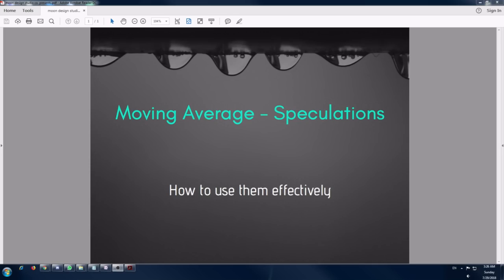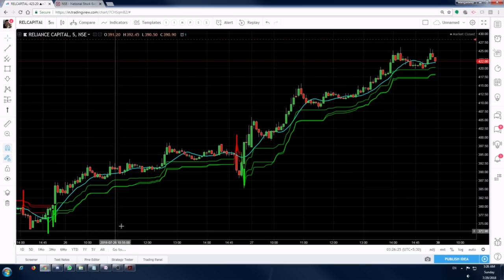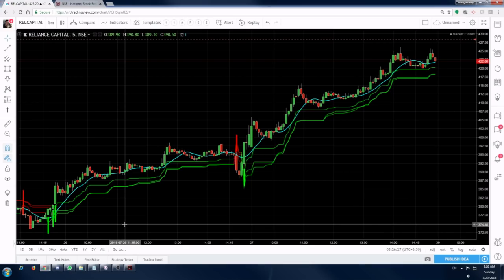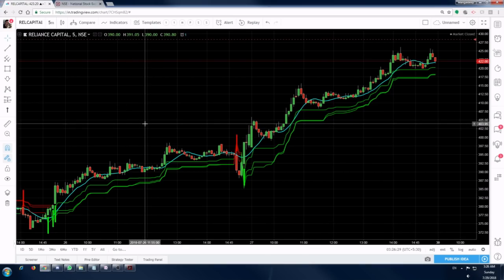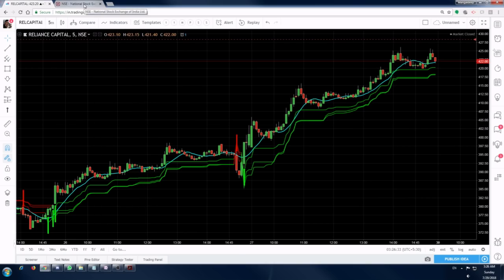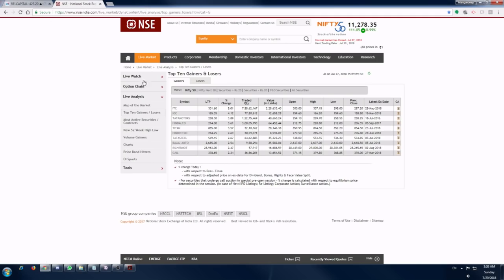So let's jump onto the charts here. Okay, this is the chart of RelCap. Now, one of the methods of selecting a stock is to get on to the NSE India site and see the top gainers and losers.